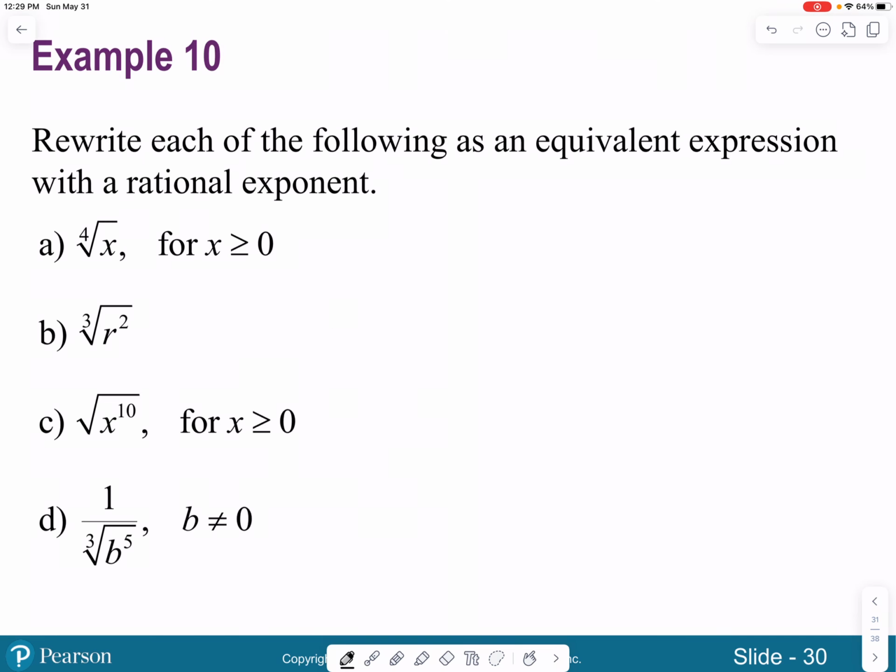Rewrite each of the following as an equivalent expression with a rational exponent. So the fourth root of x: whenever we have an even root, we can't take the even root of a negative number. So that's why they tacked on that x has to be greater than or equal to 0. As a rational exponent, this is going to be x to the power of 1 over 4. This one should be r to the power of 2/3. This one should be square root, so 10 divided by 2 is x to the power of 5.